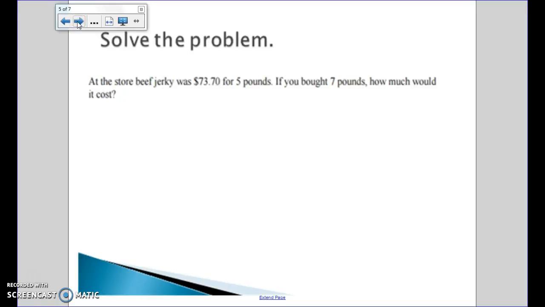You might see another problem kind of like this. And on this problem, we're actually going to use proportions. It says that the store beef jerky was $73.70 for 5 pounds, and you bought 7 pounds. How much did it cost? Ooh, tricky problem. So we probably want to know, really, the price per pound, right? So we could solve this with proportions, like we have in the past, and say, well, $73.70 to 5 pounds should be equal to, if we're paying the same amount per pound, something to 7. And we could solve it like this. So that's one way that we have solved these in the past.